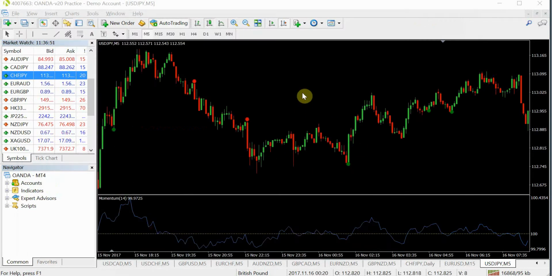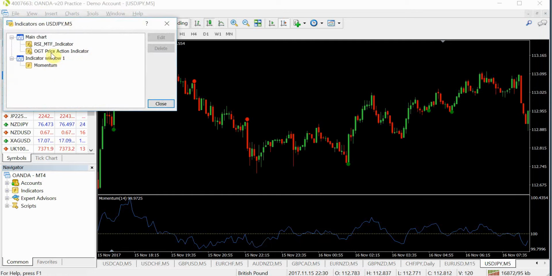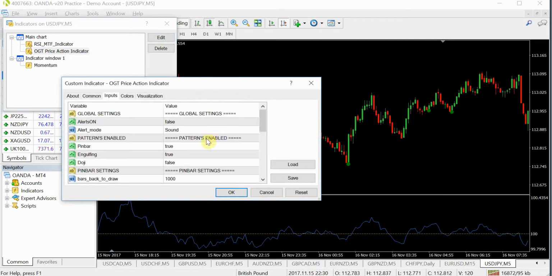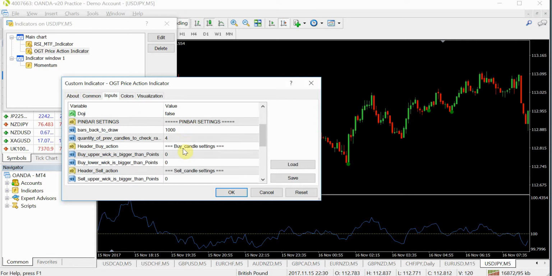I've got a USD JPY 5-minute chart on, and we'll be looking at the 15th of November. Today is the 17th of November, so only a couple of days ago, trying to keep it as relevant as possible. Now, if we look at the indicator list of the OGT, don't worry about the pin bar and the doji, even though they're set to true. The engulfing is set to true, so you can show this.